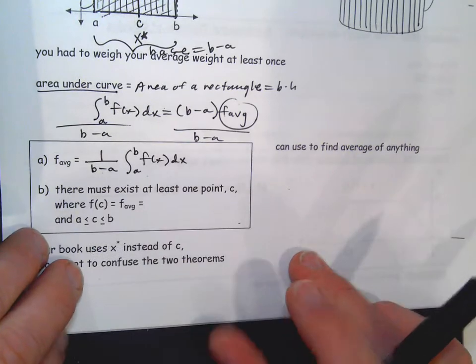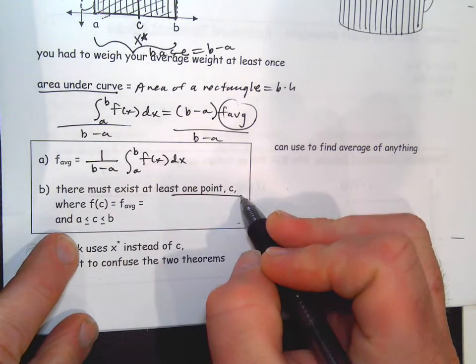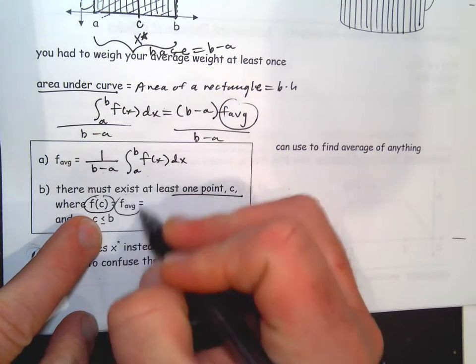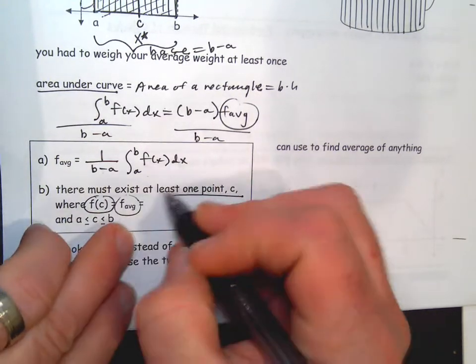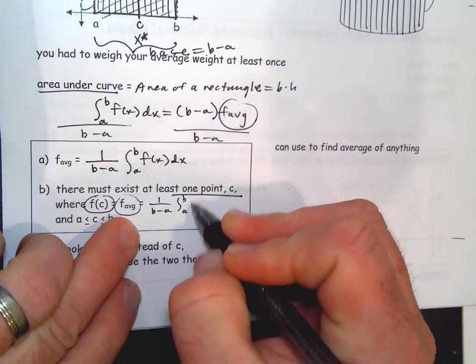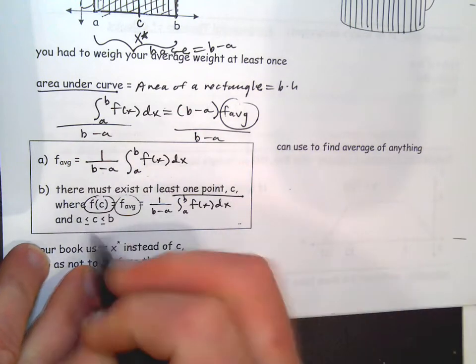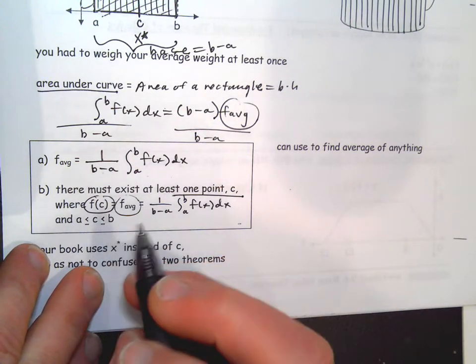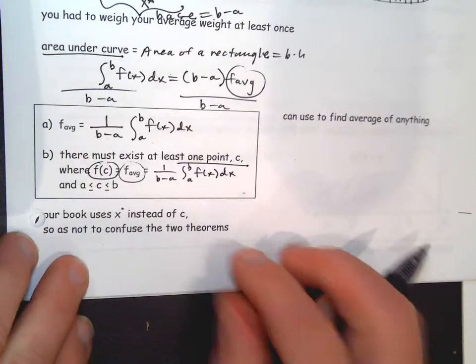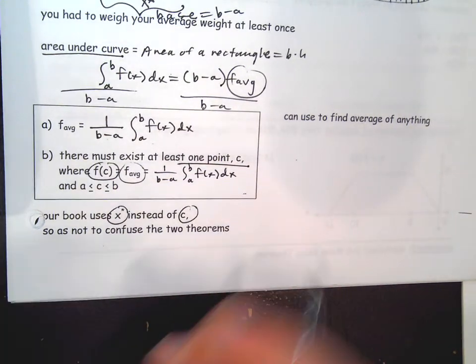The other part says there must exist at least one point C where the actual value equals the average value that we get from this formula. And so you're often going to be asked to find that. Okay, there might be more than one. These can actually be on the endpoints because it's not a derivative issue. Now, our book uses X star instead of C, just so you understand what they mean.